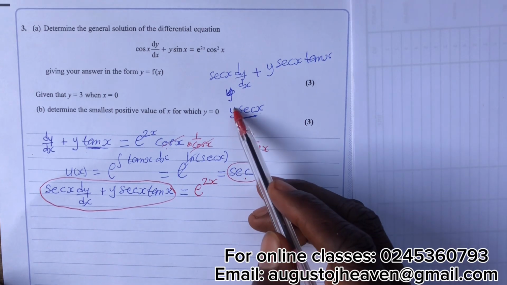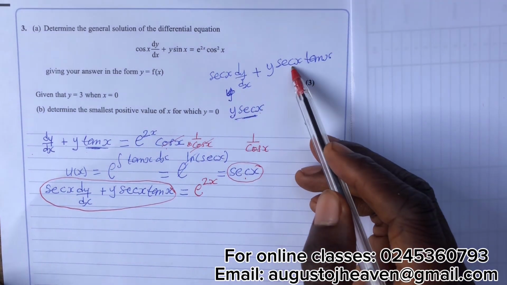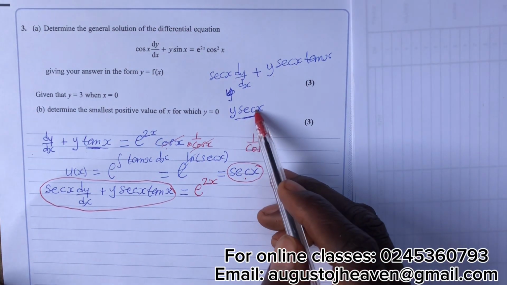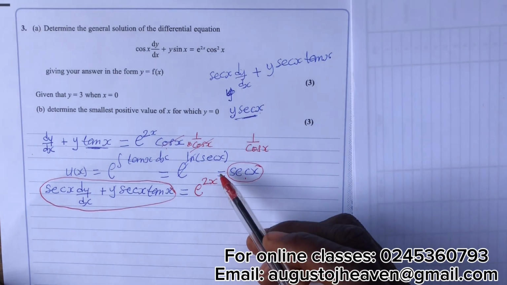Wow. So first we keep y, differentiate secant of x to get secant of x tangent of x, then we multiply it by y. Secondly, we keep secant of x, we differentiate y to get dy dx and then multiply it by secant of x.